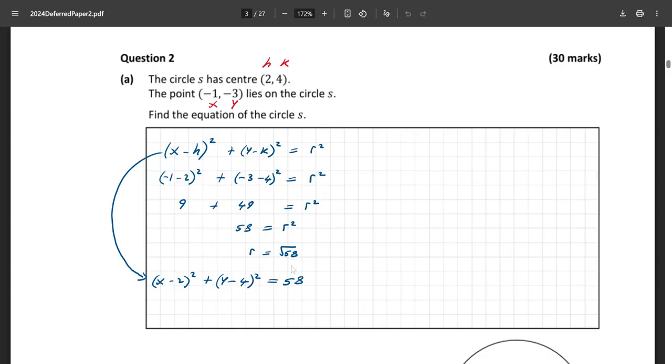Now that we have r, we can go back to the equation of the circle again, and it's x minus the centre, hk, which is 2, 4, up there. And we have the radius squared. R squared is now root 58 squared, which is 58. And that's it done. That's the equation of your circle.